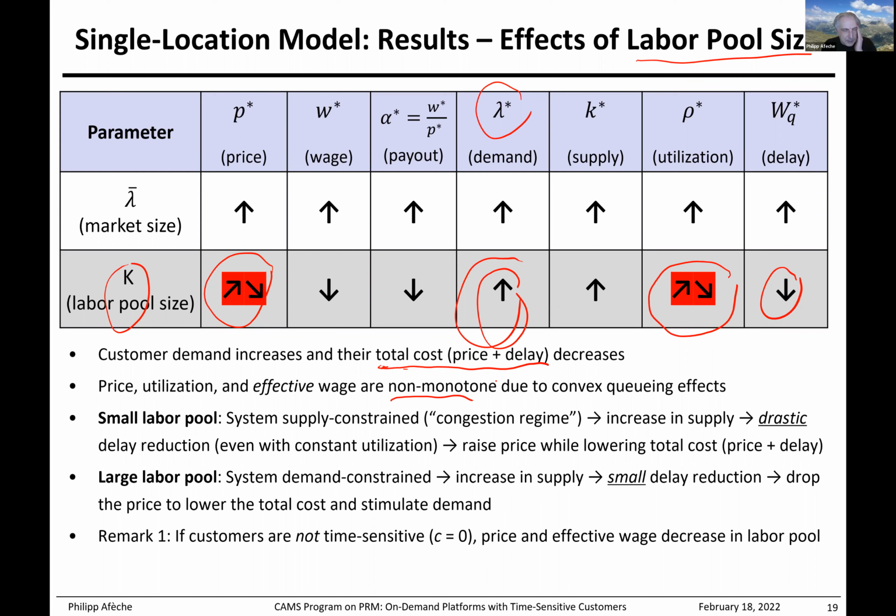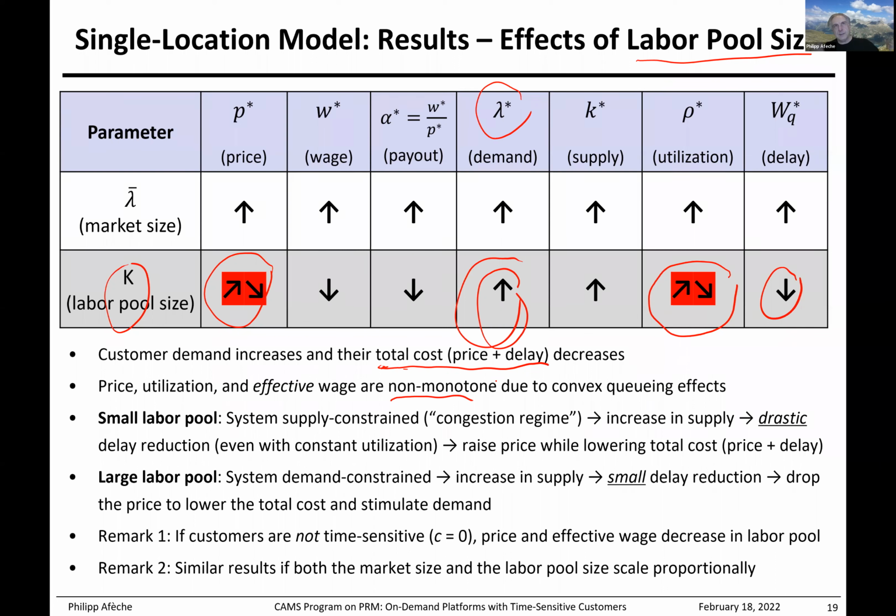A couple of remarks here, right? So in a different world where customers are not time sensitive, everything would be monotone. And then they also have some other results, which I'm not showing here, which are similar, that suppose you take the market size and the labor pool size and you scale them proportionally, right?